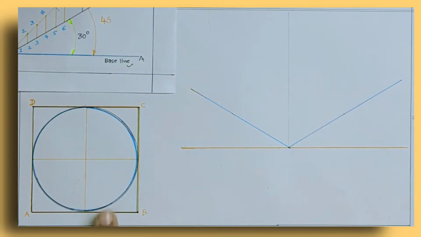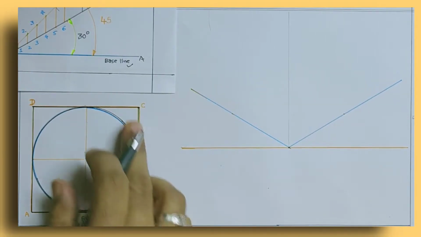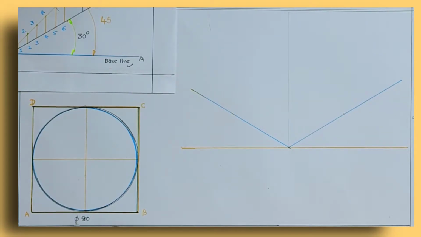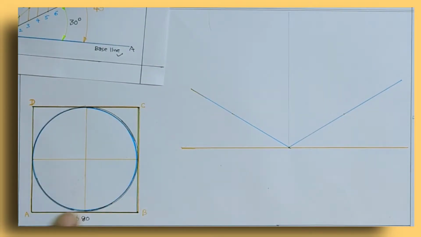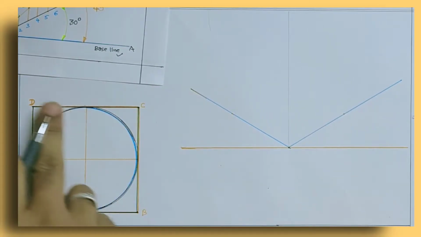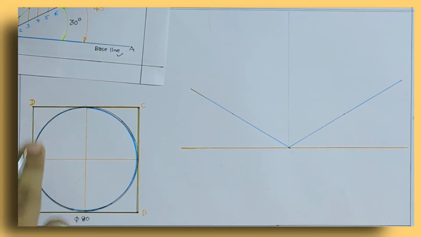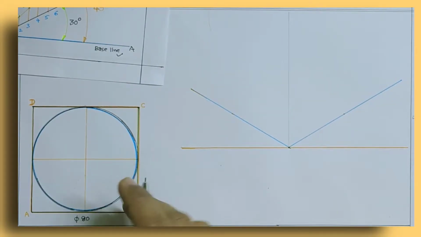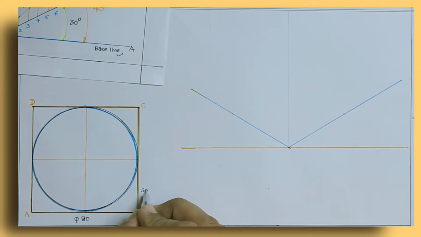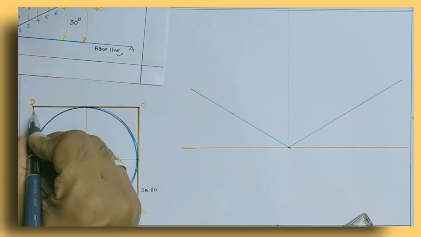I have taken a circle of side 80 millimeters. I mean to say that the circle is of diameter 80. When you enclose this circle in the box, this box will be a square, and the sides of this will be square 80. I've named these points as A, B, C and D.